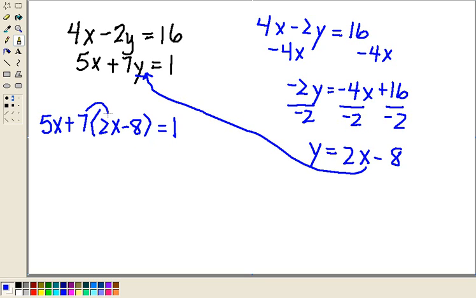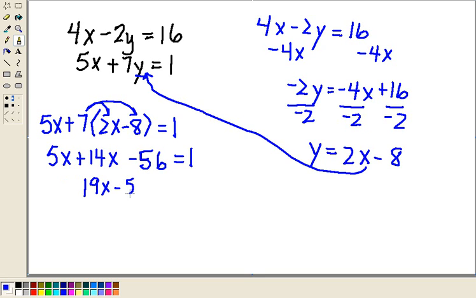The first step I need to do is to distribute my 7. Okay, 5x plus 14x minus 56 equals 1. 5x and 14x yield a 19x minus 56 equals 1.